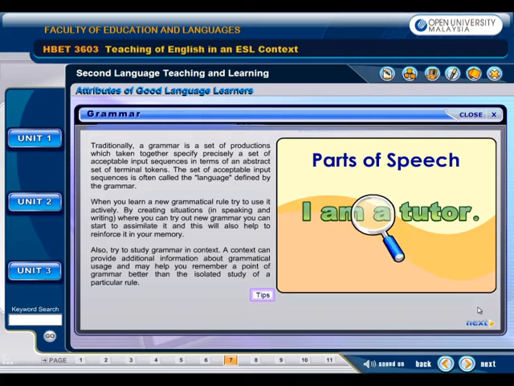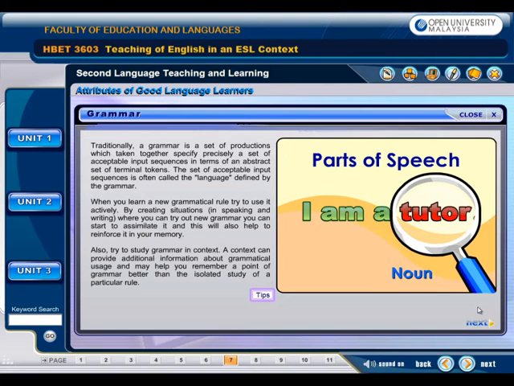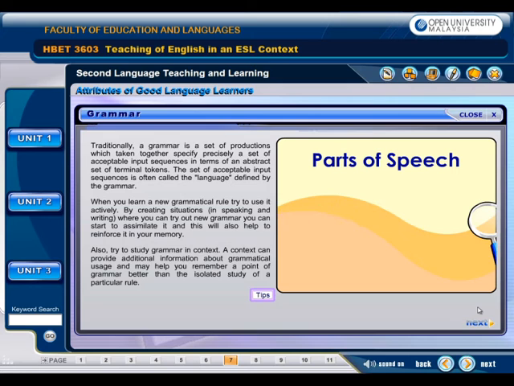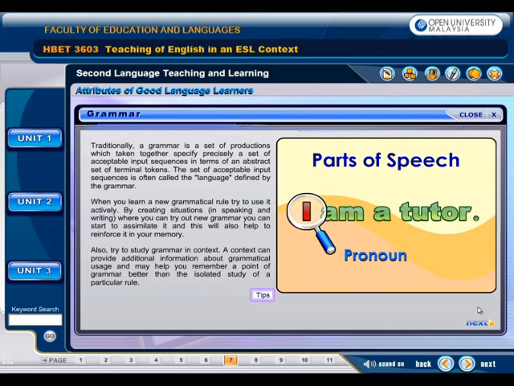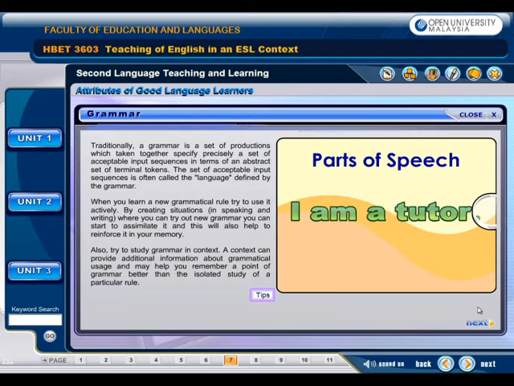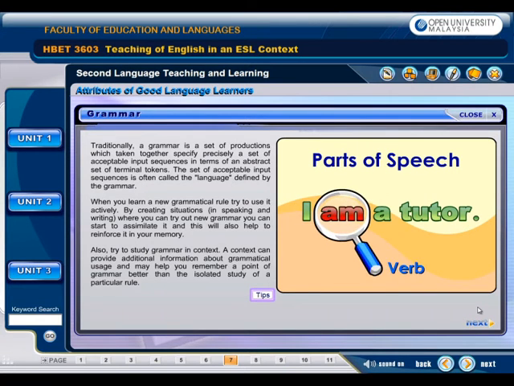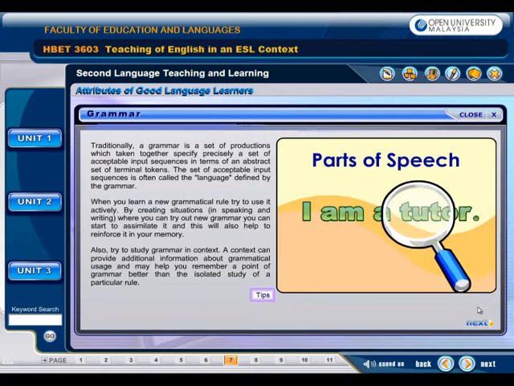When you learn a new grammatical rule, try to use it actively. By creating situations in speaking and writing where you can try out new grammar, you can start to assimilate it, and this will also help to reinforce it in your memory. Also, try to study grammar in context. A context can provide additional information about grammatical usage and may help you remember a point of grammar better than the isolated study of a particular rule.